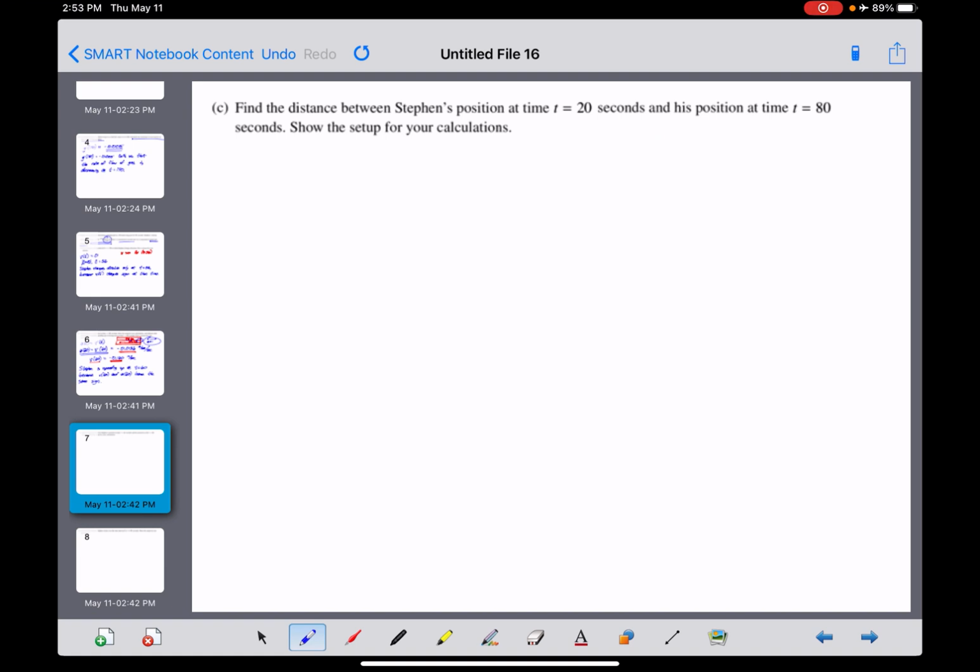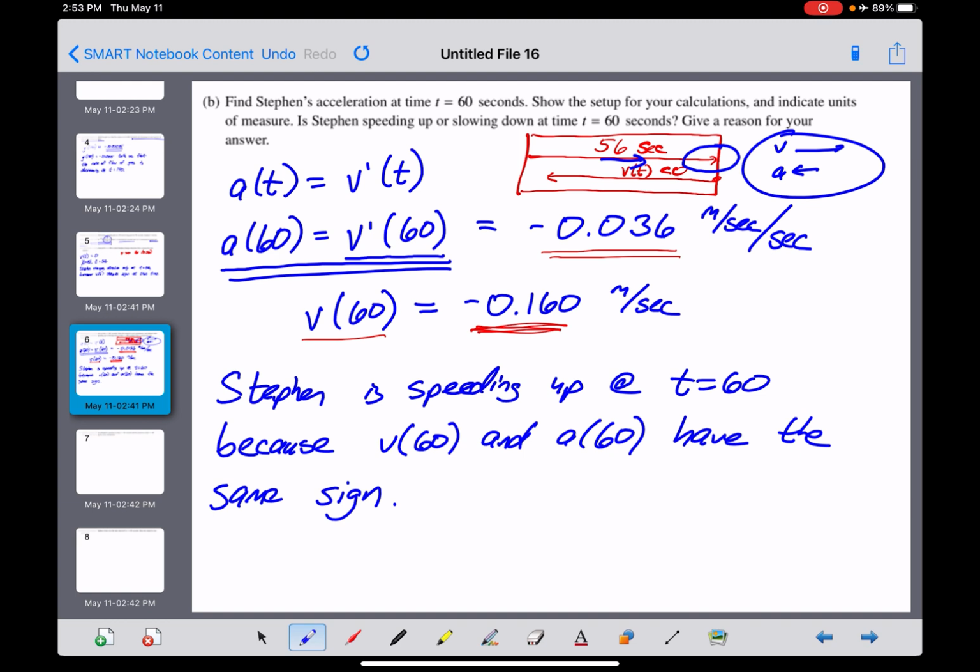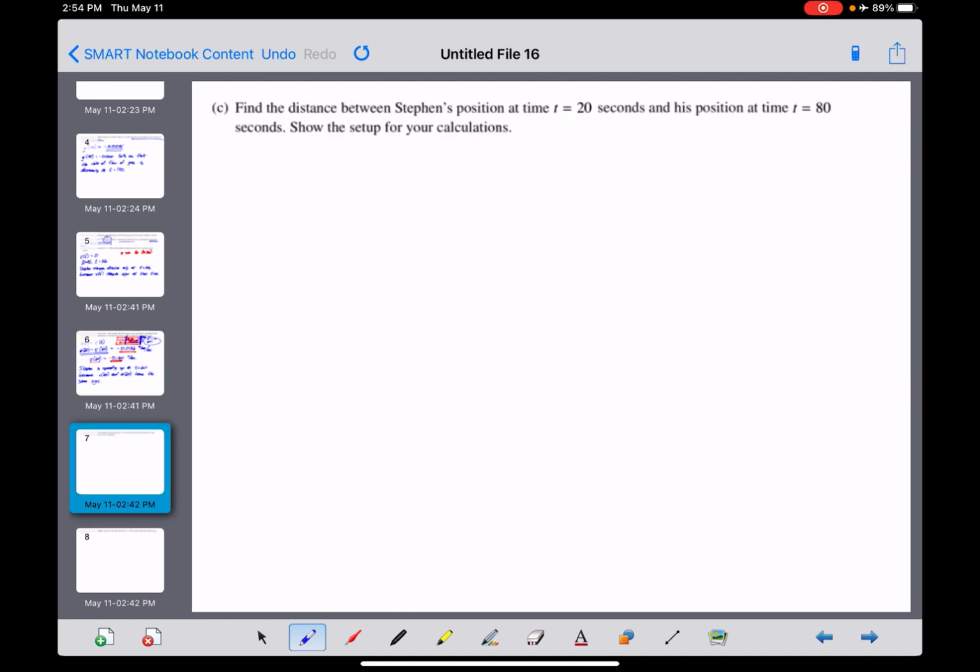Okay, C: find the distance between Stephen's position at t equals 20 and his position at t equals 80. Now, I think this is going to be interesting, guys, because at 56 seconds, that's where all of a sudden he hit the wall and moved backwards. I'm just kind of curious. The answer to this could actually be 0. There could be no distance between them at all because he passed some magical threshold on the way from left to right at 20. He might hit the same point on the way back.